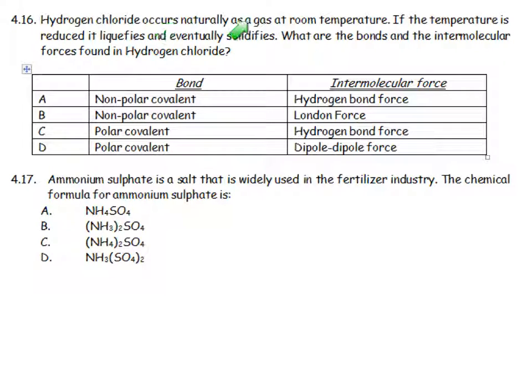Hydrogen chloride occurs naturally as a gas at room temperature. If the temperature is reduced, it liquefies and eventually solidifies. What are the bonds and the intermolecular forces found in hydrogen chloride?